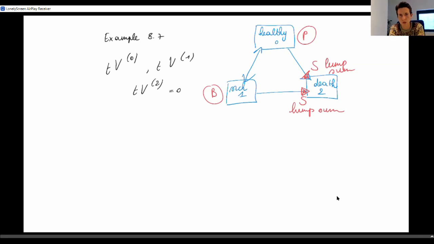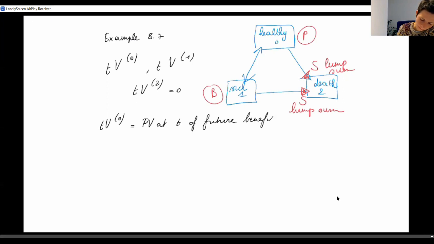Because if I enter the death state, nothing can happen anymore. There are no future liabilities and so on. So that policy value is zero. Let me start with looking at the TV0. So if I would write it down, then I'll have to look at the present value at time t of the future benefits minus the present value at time t of the future premiums.